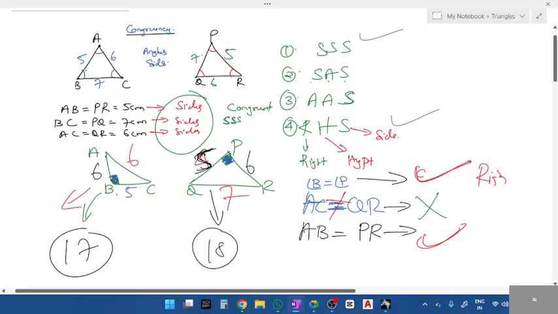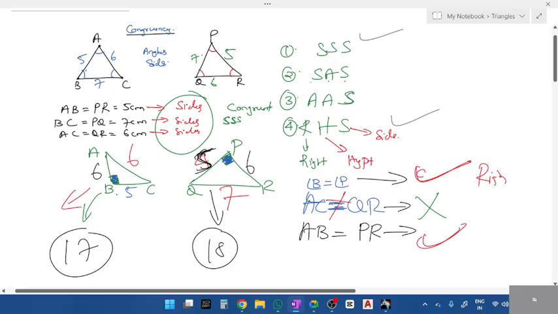Is the length same for both? No, right? If the length is not the same, obviously the triangle size also will not be the same. The second triangle will be greater. This is the concept. If all three conditions are satisfied, then they will be equal.